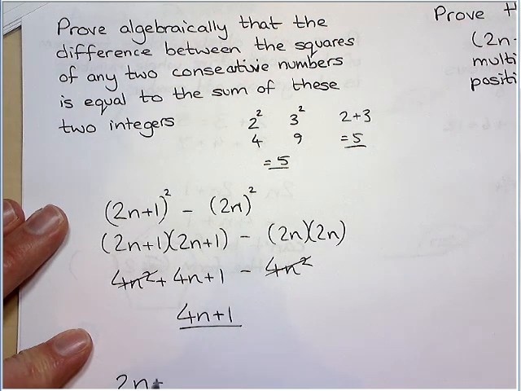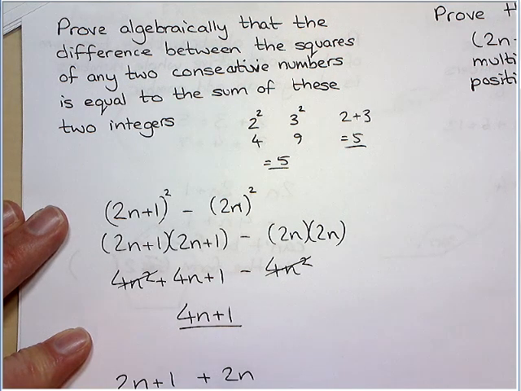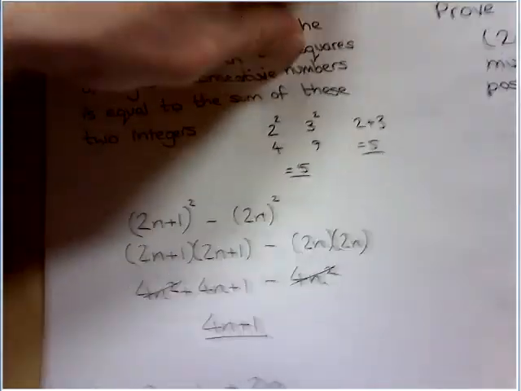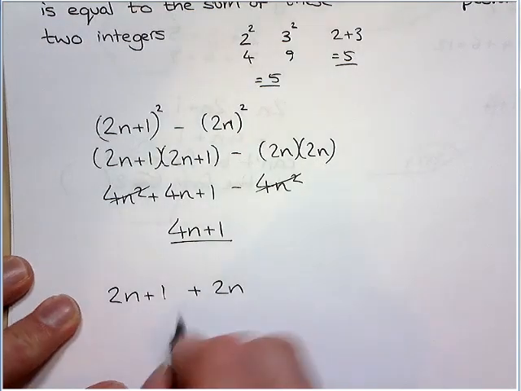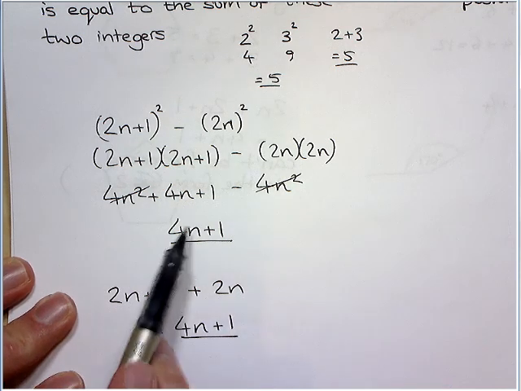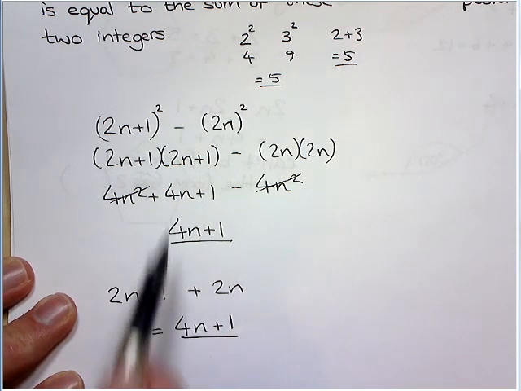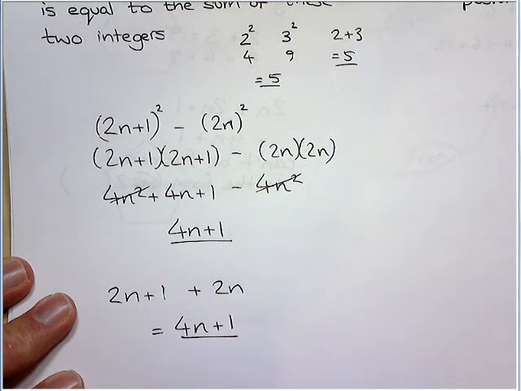Now, what happens when we find the sum of these expressions? Remember, these are the starting odd number and even number. If I add these together, it's 4n plus 1. So we're showing that both ways we get the same algebraic answer, and therefore they are equal. That's all you have to do.